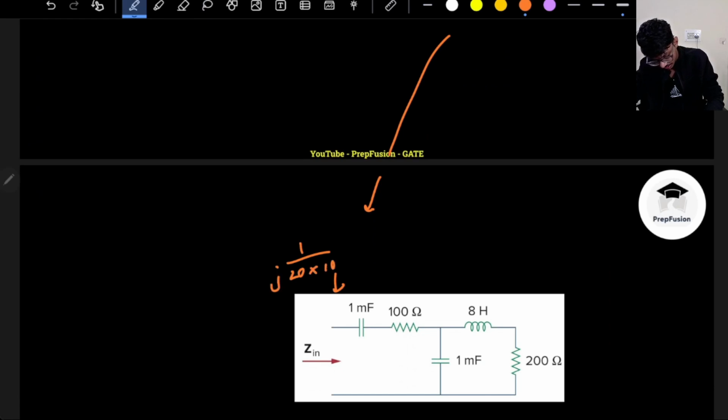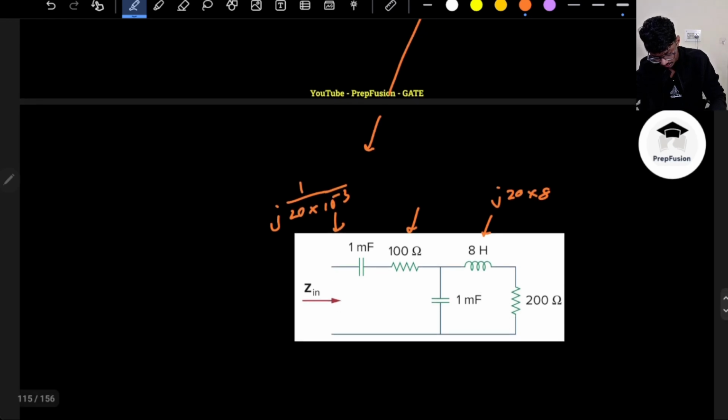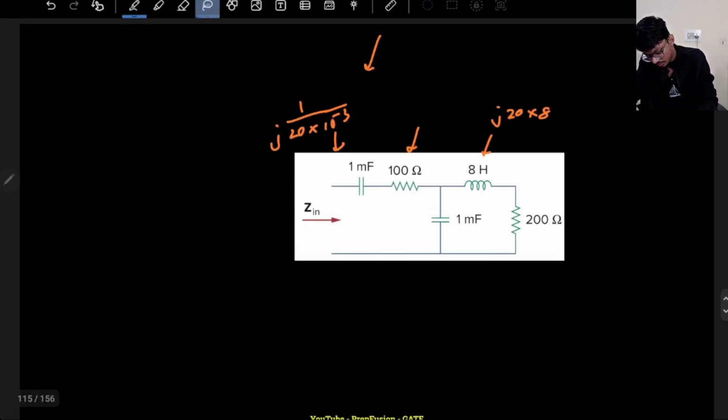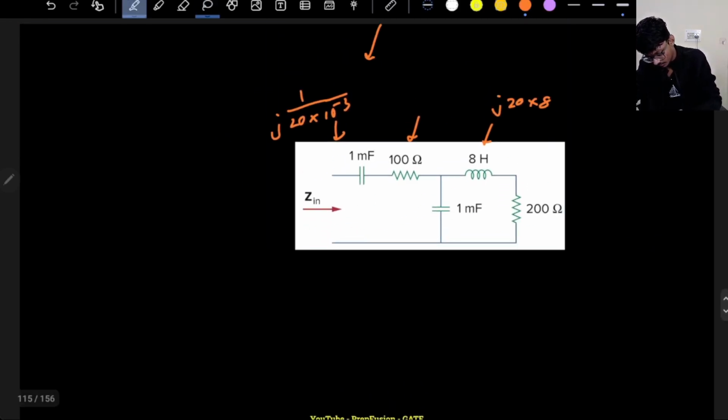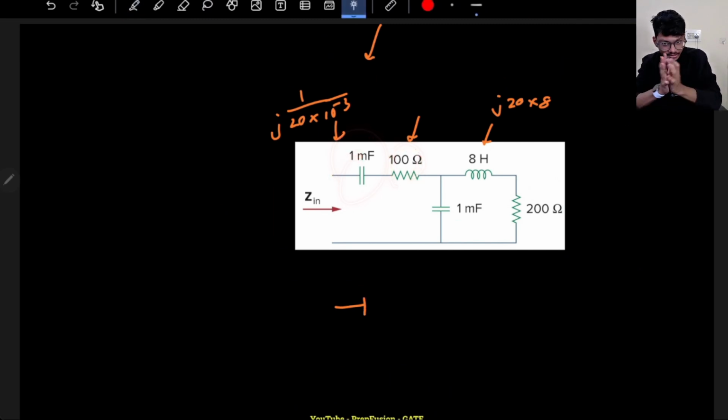C is 10 raised to power minus 3, millifarad. This is 100, this will remain 100, since it does not depend on frequency. This will be j omega L, so 20 into 8, and this will be 160. So ultimately your circuit reduces to this much. These two are in series, correct? So I can reduce these two things.